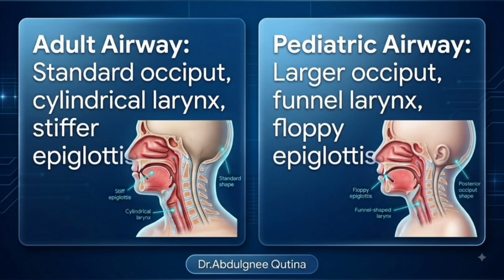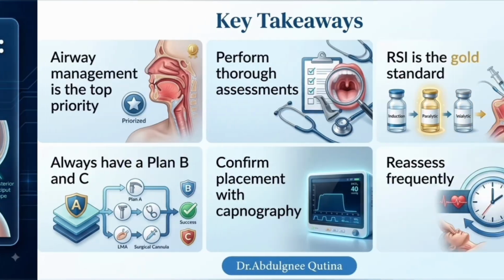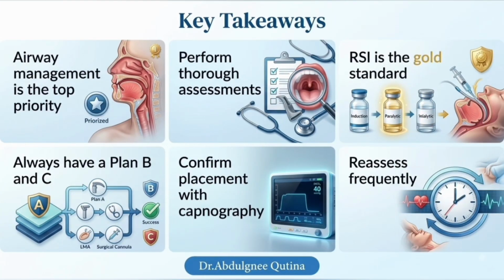Because of this totally different geometry, you have to use age-appropriate blades and uncuffed tubes for the younger kids, even though RSI is still the overall preferred method. Let's wrap this up with a quick take-home checklist to lock this in. By treating this as a rigid clinical workflow, you turn chaos into a manageable process.